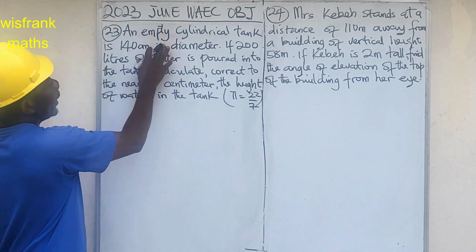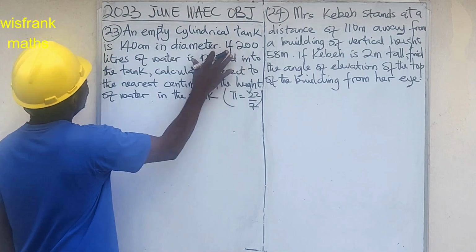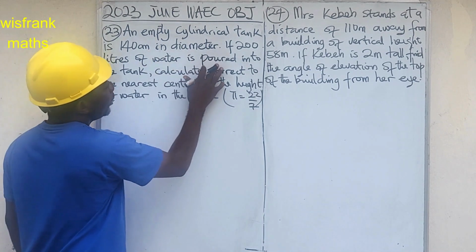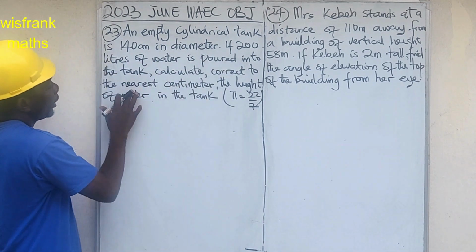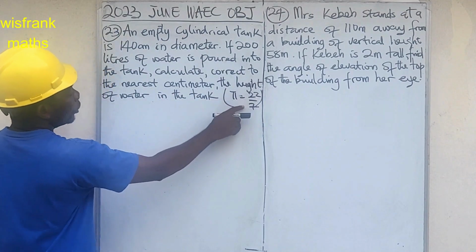Number 23: an empty cylindrical tank is 140 cm in diameter. If 200 liters of water is poured into the tank, calculate, correct to the nearest centimeter, the height of the water in the tank. Take pi equals 22 over 7.